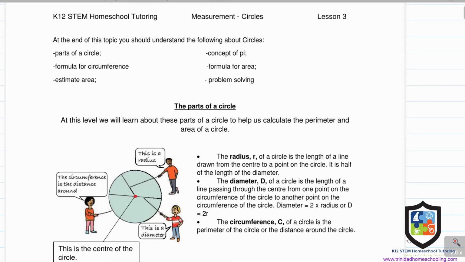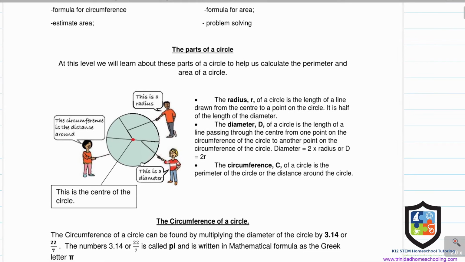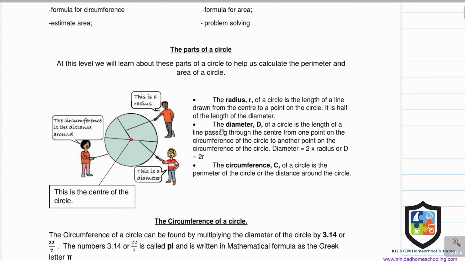Now, the parts of a circle are very important. We need to know and identify the parts of the circle in order to work out area and perimeter. At this level, we just need to know a few parts. We need to know what the circumference is. The circumference of a circle is the perimeter of the circle, or the distance around the circle. Here I'm highlighting in yellow the distance around the circle, or the circumference.